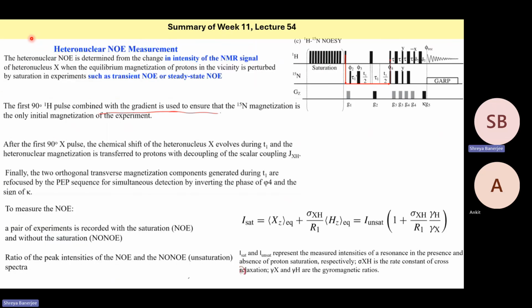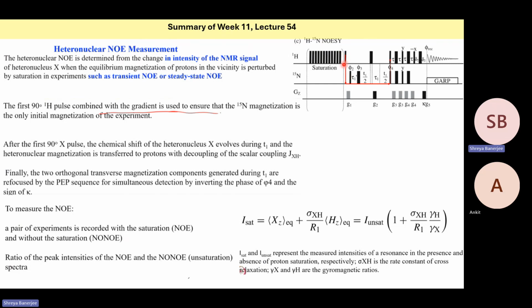So we have looked at R1, the longitudinal relaxation rate, and at R2, the transverse relaxation rate. Now we will look at the heteronuclear NOE measurement. The heteronuclear NOE is determined from the change in intensity of the NMR signal of the heteronucleus X when the equilibrium magnetization of protons in the vicinity is perturbed by saturation in experiments such as transient NOE or steady state NOE. Here, initially a pulse is given only in the proton channel in order to saturate the protons in the vicinity of the heteronucleus.